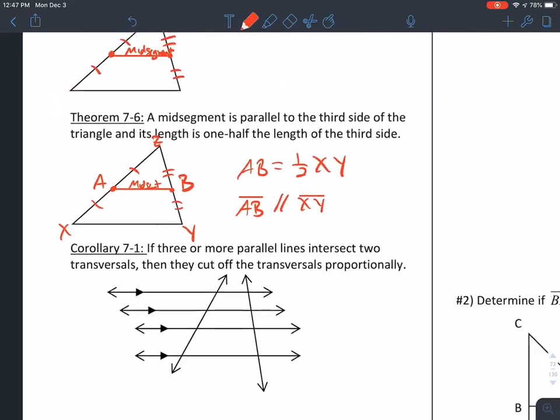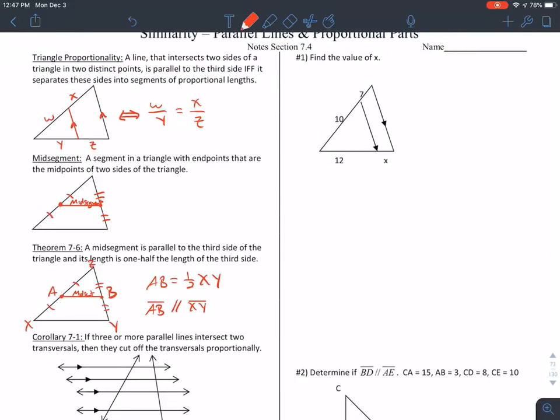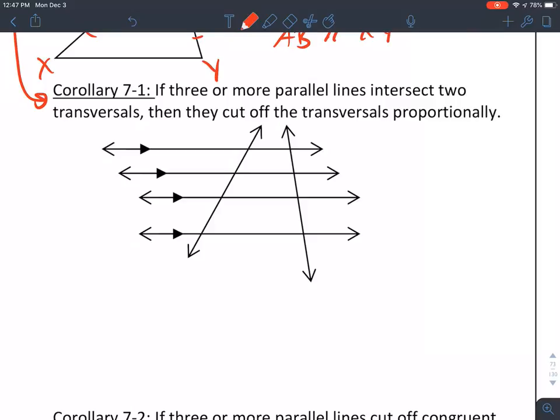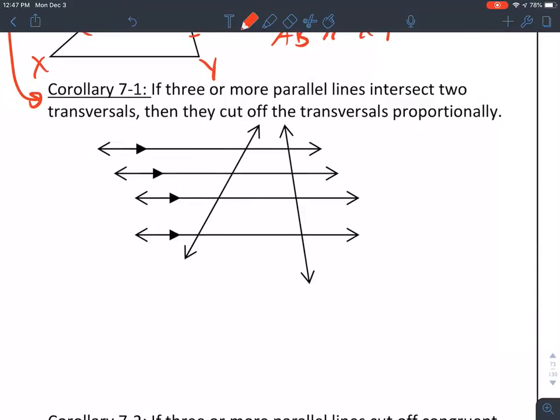Corollary 7.1. This corollary is essentially the triangle proportionality, but it's got more than two parallel lines. So let's label some of these parts. Let's say this is A, and this is B, and this is C, and this is D, and this is E, and this is F. So A is this segment, B is this segment, C is this segment, D, E, and F.